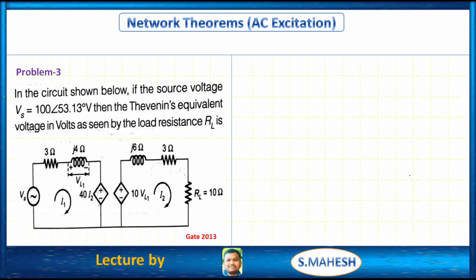Next problem is a GATE 2013 problem. In the circuit shown below, if the source voltage is 100 at an angle 53.13 volts, then what is the Thevenin's equivalent voltage in volts as seen by the load resistance RL? Simple problem.